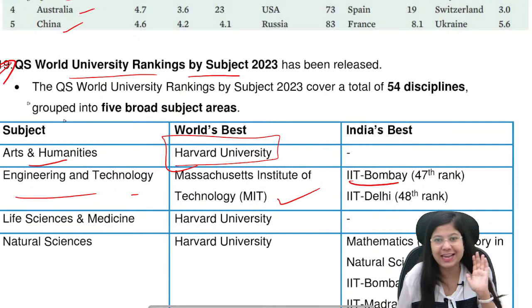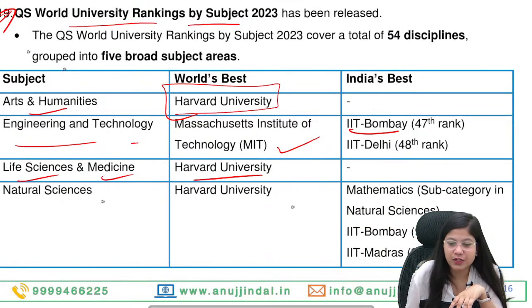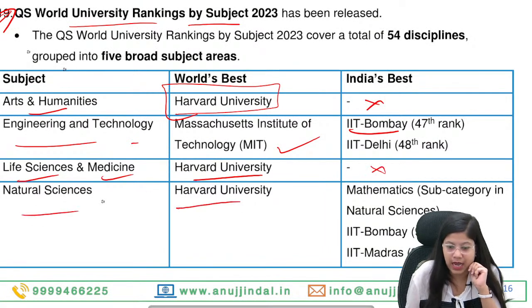Although by then new rankings will have come, but in life sciences and medicine, Harvard University is on top, and there is no one from India, okay. In natural sciences, Harvard University is again at the top position.